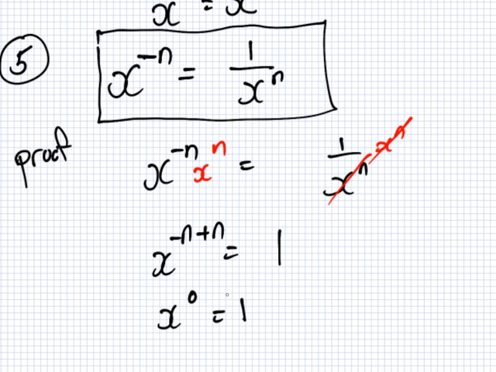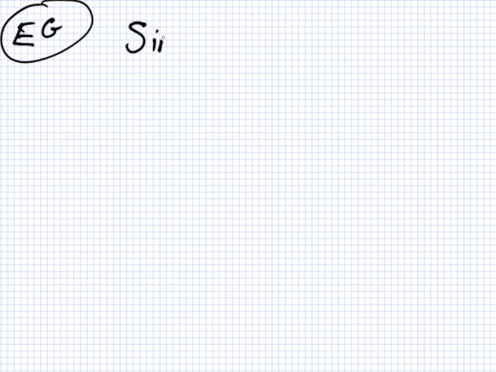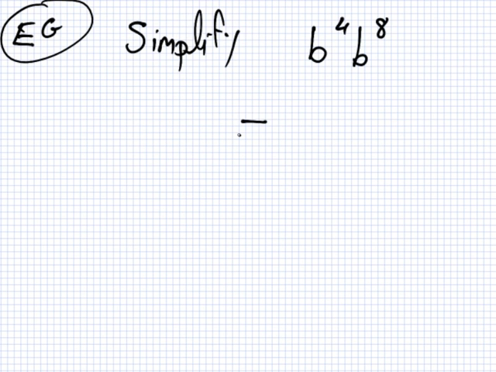Can we do some examples? Yep. Okay, so the first example, we'll go with something very easy: simplify b power 4 times b power 8. So that's easy. What rule is that? First rule says that this is b power 4 plus 8, so that is b power 12. So that's easy, just to get us started.